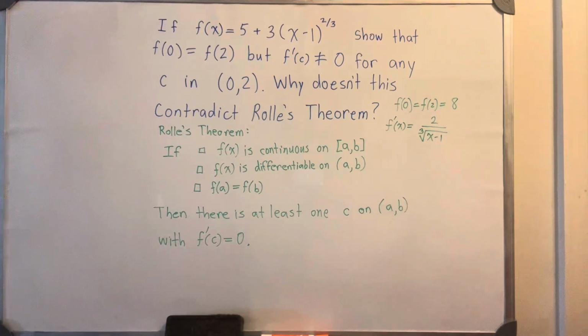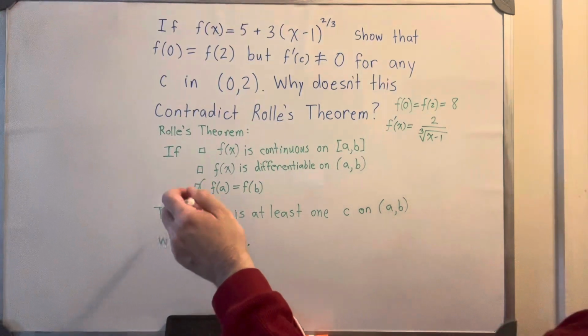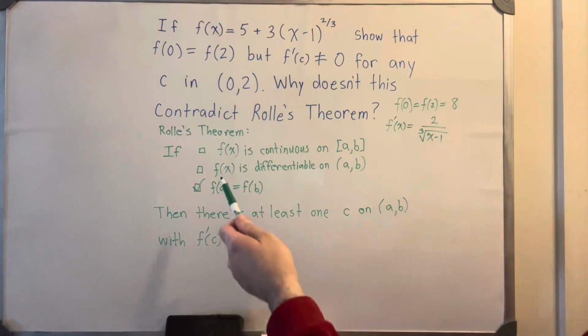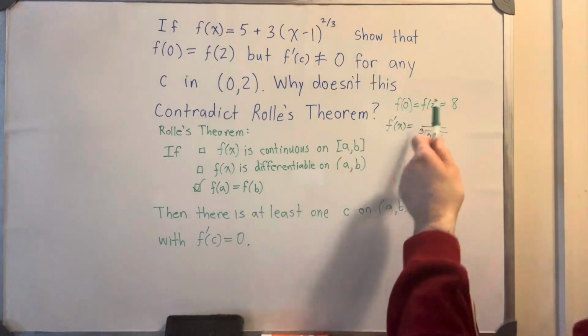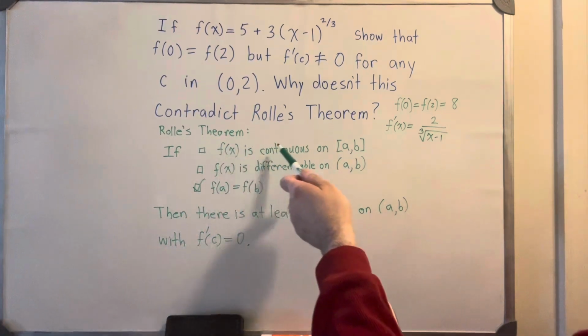So let's look at this function and see if all three criteria are met. We know that this third one is met because we checked it. Because the interval is [0, 2], and we know that f of 0 equals f of 2, so that one's okay. What about this one, continuous?